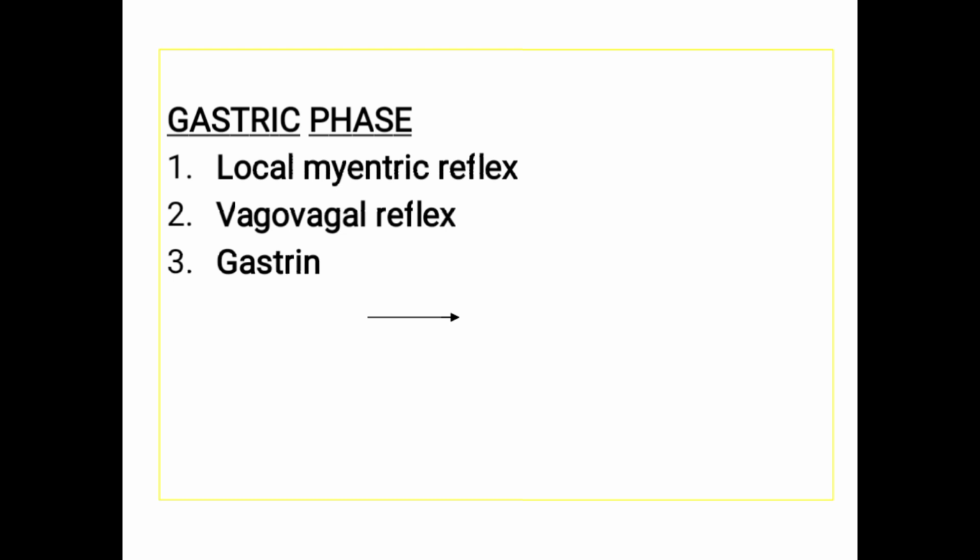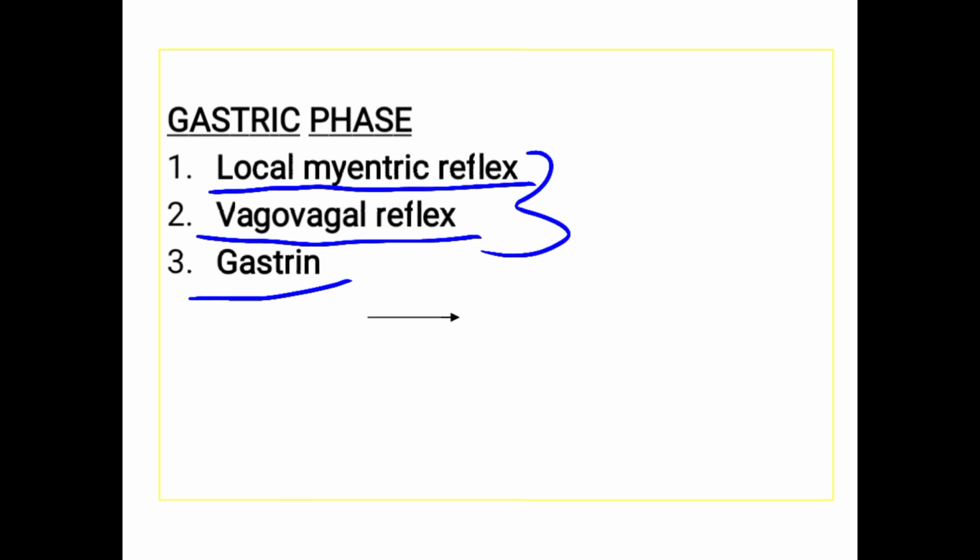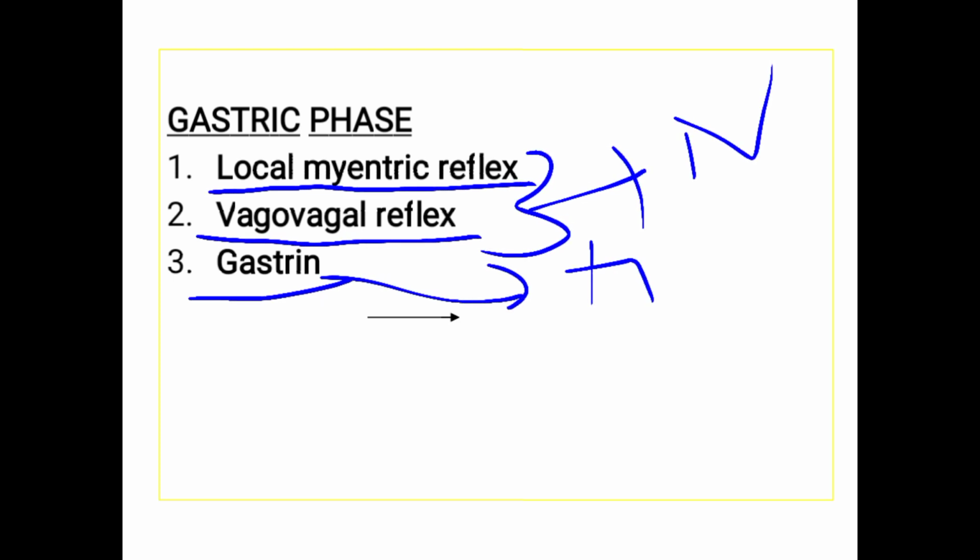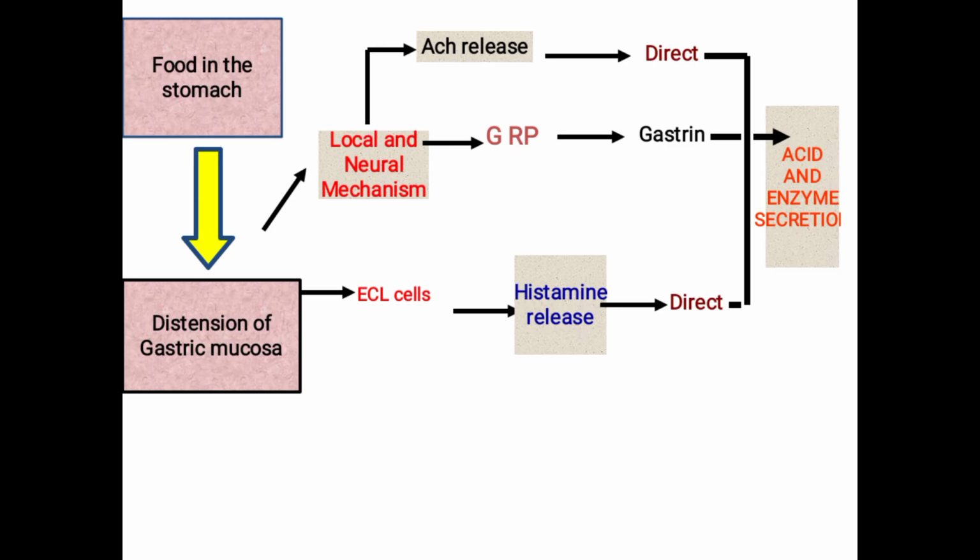It is mainly operated by three reflexes: one is the local myenteric reflex, the vagovagal reflex, and gastrin. These two are nervous regulation, and gastrin is a hormone regulation. So this is the overall flow chart.